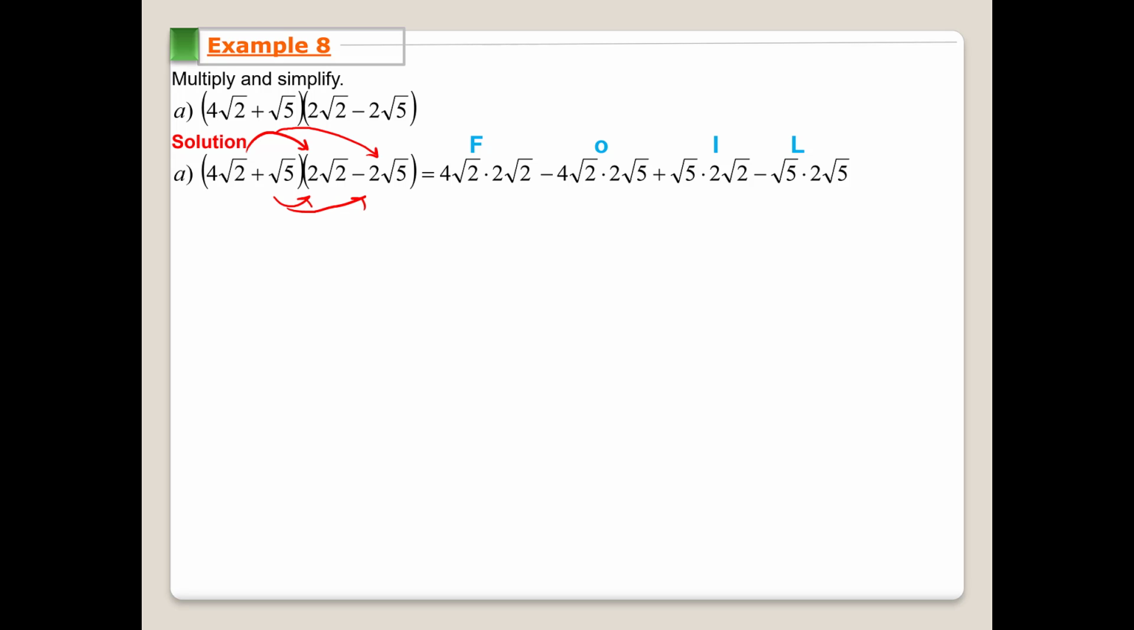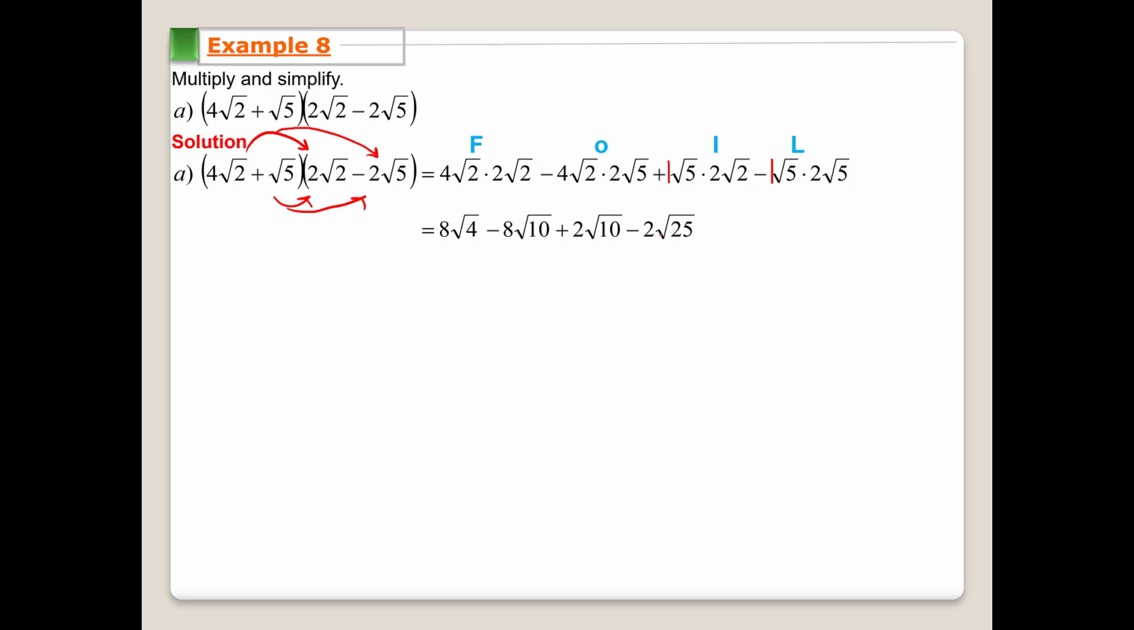First, outer, inner, last. Okay? So now let's go ahead and multiply those out together. We have 4 times 2, which gives us our 8 right there. So 4 times 2 is 8. We have a negative 4 times the 2, which gives us a negative 8. Then we have an understood 1 times 2, which gives us our 2. And then we have an understood negative 1 times 2, which is negative 2.